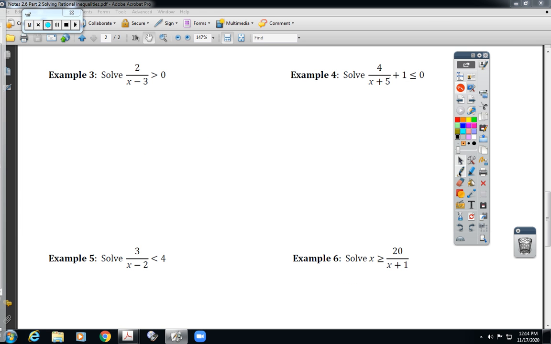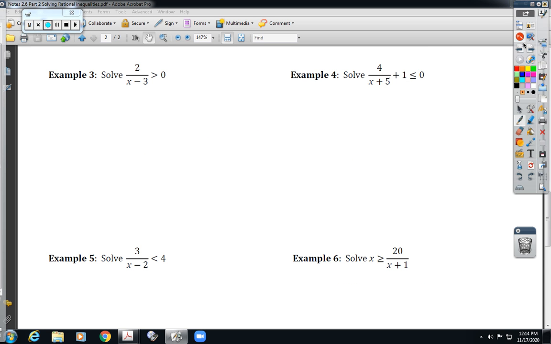Okay, on example 3, this one is a little bit easier in a way because even though it is a rational function, the top is constant. Okay? The top is constant. So there are no zeros for the numerator. We have one excluded value, one value that is not allowed to be. That's when the denominator is equal to 0.